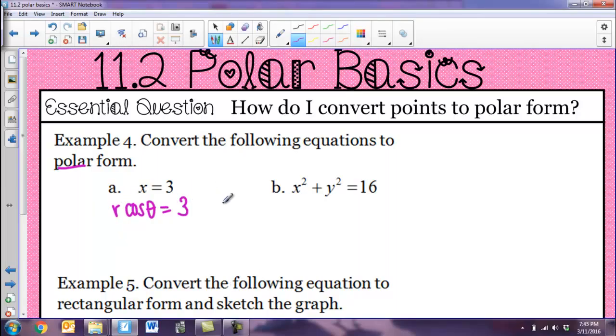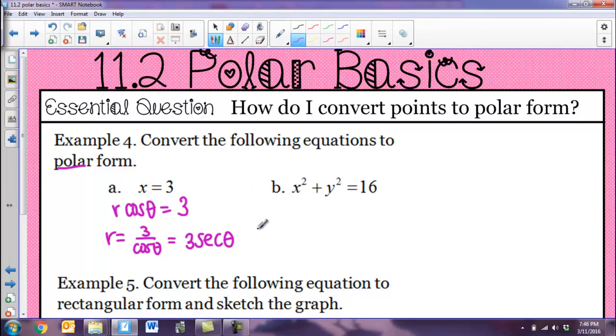Okay, you could also solve it for r by dividing both sides by cosine. And then you know if you have cosine in the bottom, you actually have that secant value. So you could have solved it and left it like this. Okay, so either of these answers are correct. There's no more x or y's, we're good.